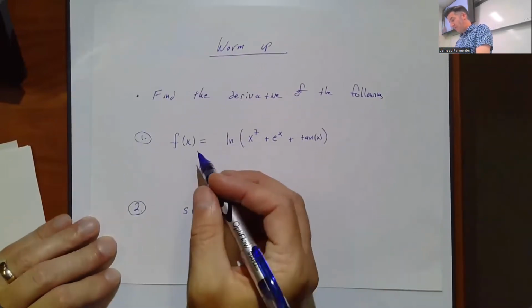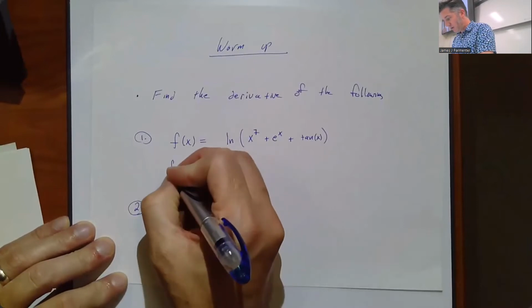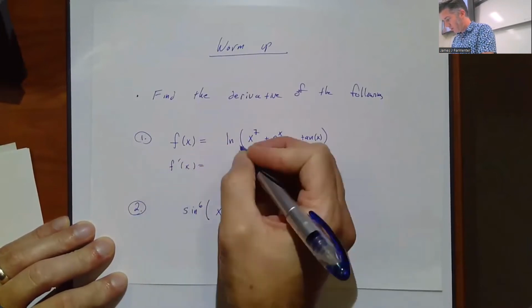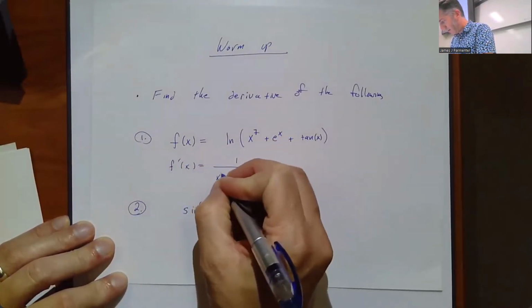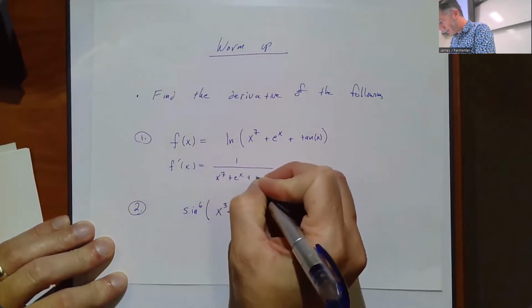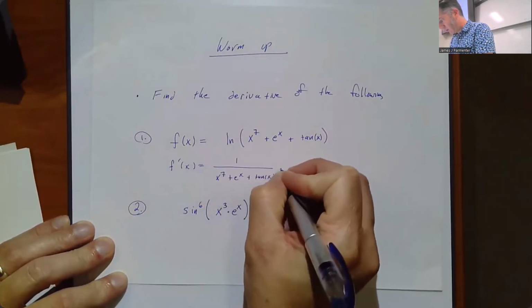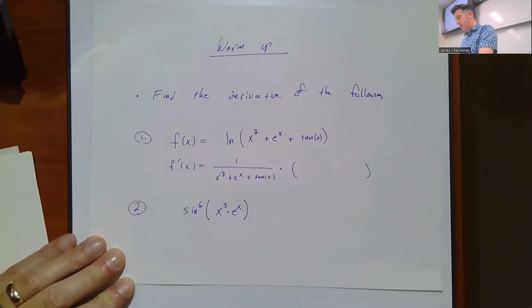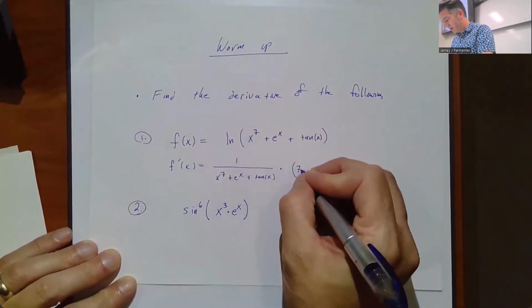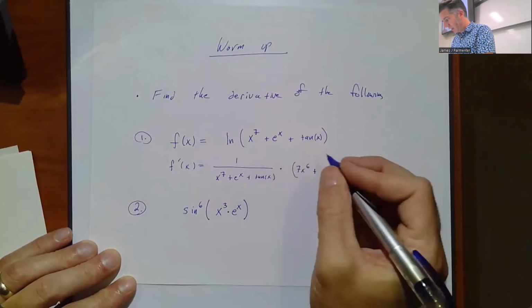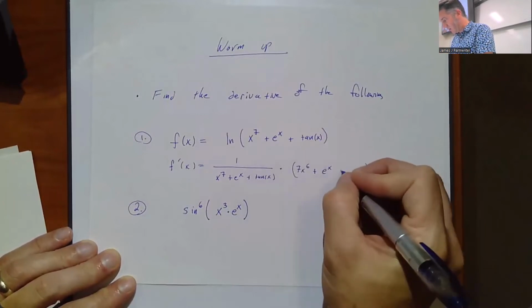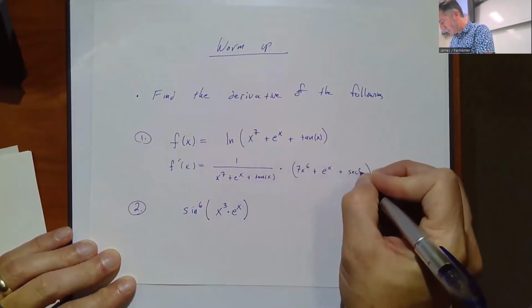So finding the derivative of the natural log of some stuff, our derivative is going to be 1 over all that stuff. And of course, we're going to multiply by the derivative of that stuff. Derivative of x to the 7th is 7x to the 6th. The derivative of e to the x is e to the x. And the derivative of tangent of x is secant squared of x.